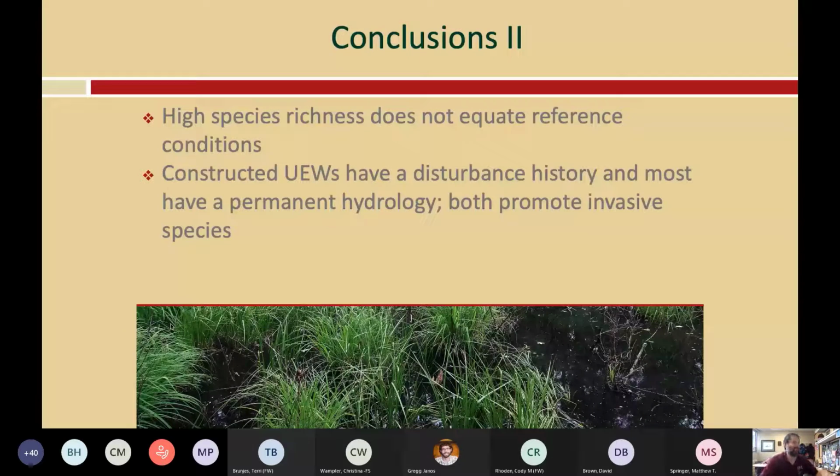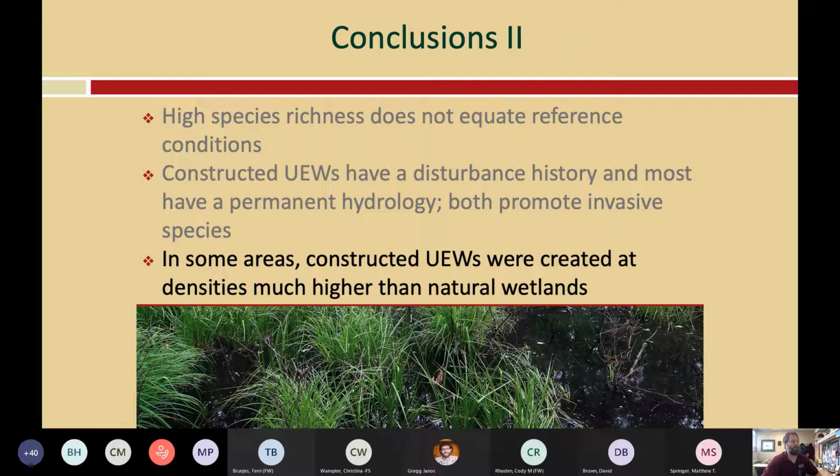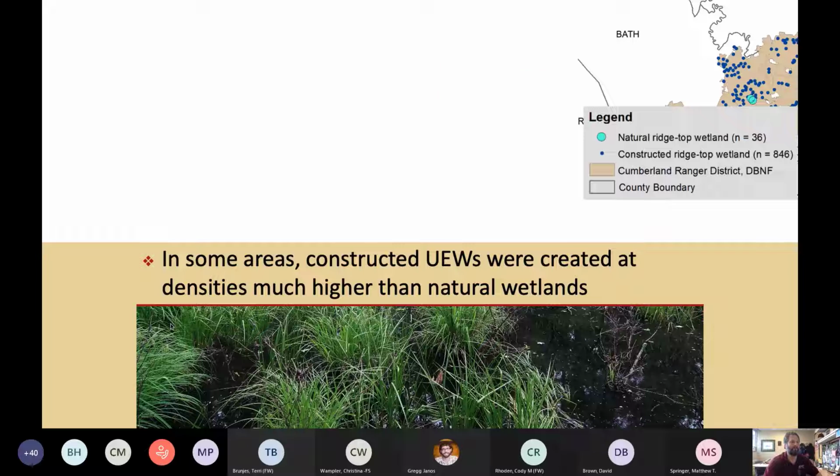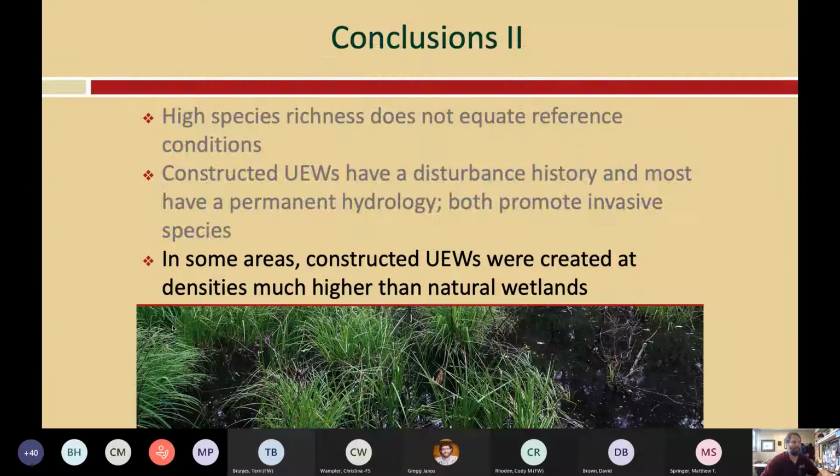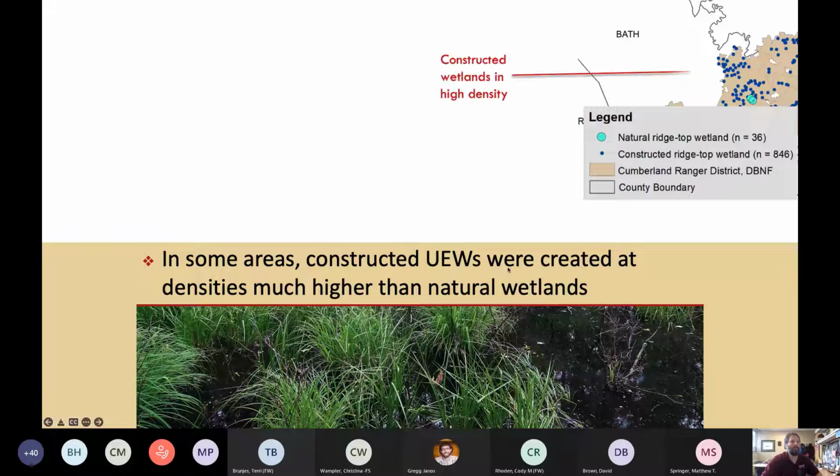Let's see, I have 5 minutes. All right, I'm going to wrap up with one last point. So the data that I showed you were collected in an area where really high constructed densities relative to natural. So in this example, blue are the constructed wetlands, and the natural are shown in aqua. So that's a high density area of constructeds.